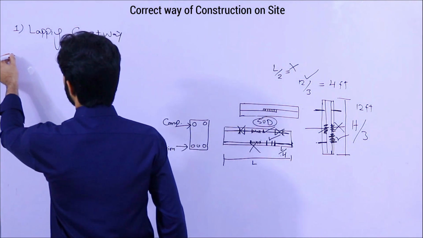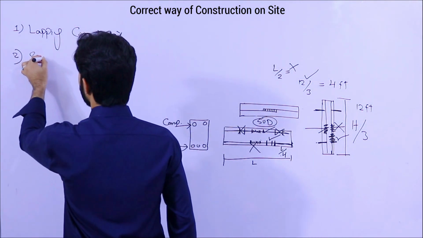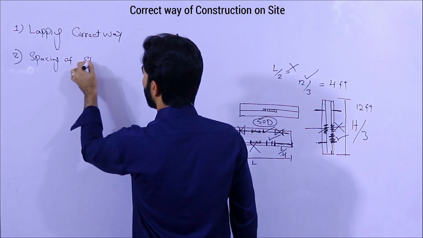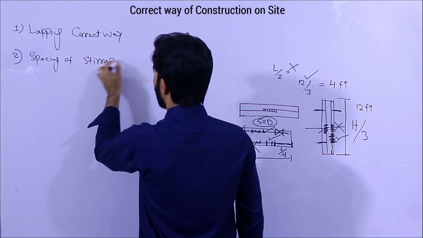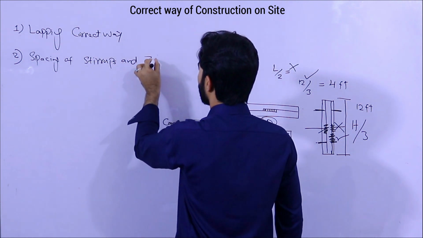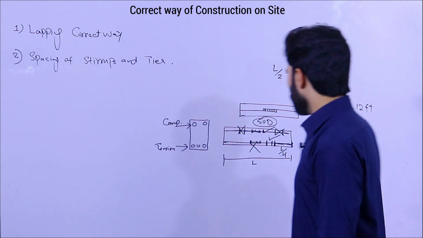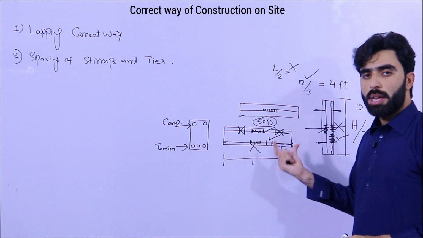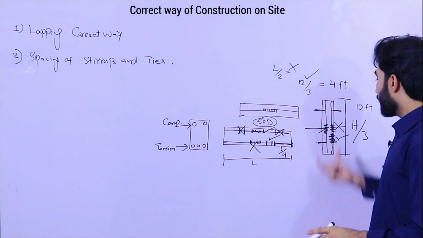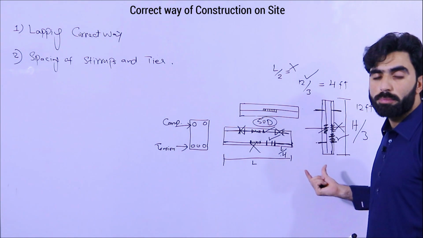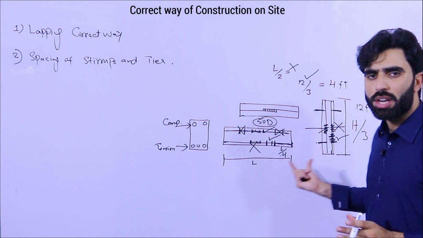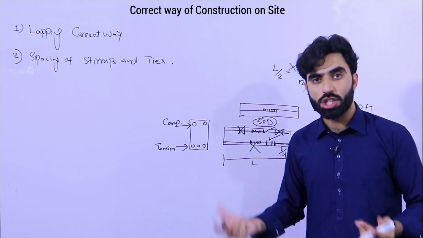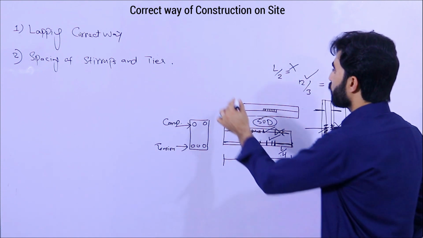Now guys, the second thing is spacing of stirrups and ties. As you know, ties we can provide in the beam and tension member, but stirrups, but the ties should be provided in the column. This is the same thing, but when we provide it in the column it's ties, when we provide it in the beam it's stirrups. So guys, remember, as you can see, this is a stirrup.